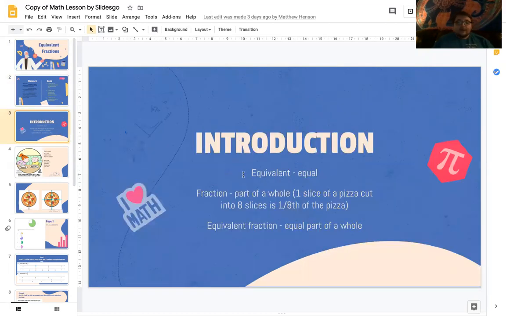Some vocabulary: equivalent means equal. Fraction means part of a whole. So for example, 1 slice of a pizza that's cut into 8 slices is 1/8 of the pizza. So equivalent fraction just means an equal part of a whole.